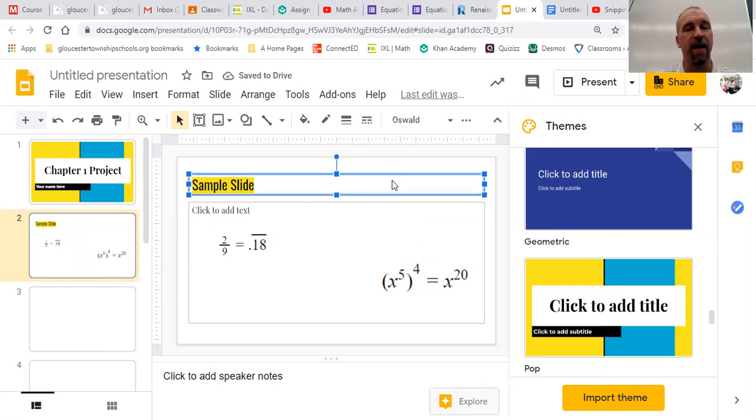All right, and that's the basics of how to use the equation tool in Google Docs, and how to snip and paste it into your Google slide.